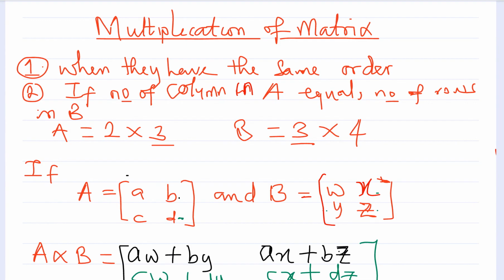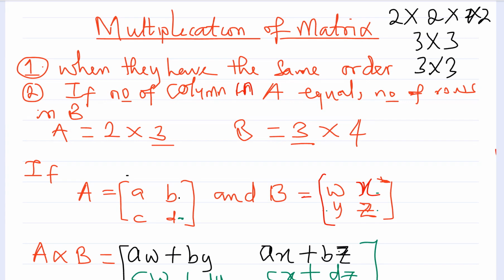To multiply matrix together, the first condition is when they have the same order. So when you have something like 3 by 3, it can be multiplied with another 3 by 3. All right, that's the first case. If you have 2 by 2, multiplying 2 by 2, I get what I'm saying. Those are cases that you can have. So when they have the same order, you can multiply.